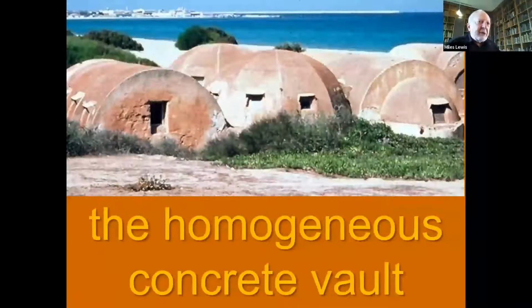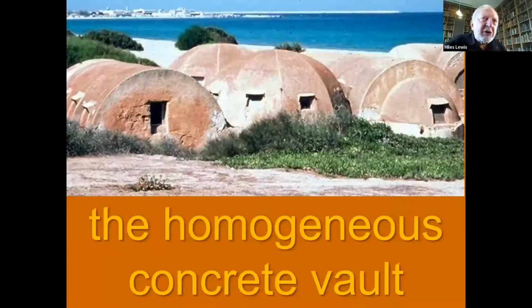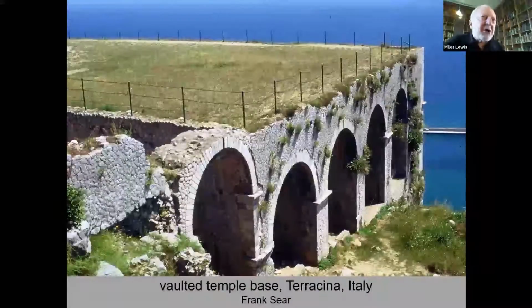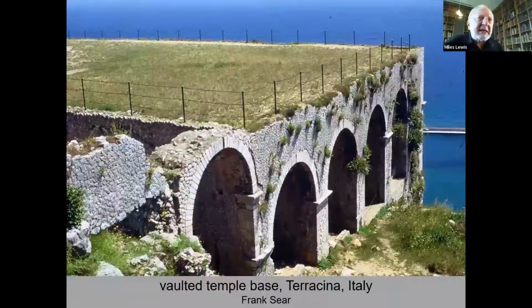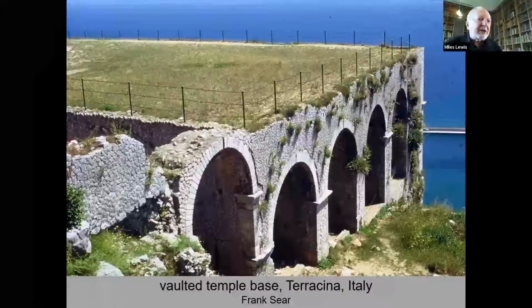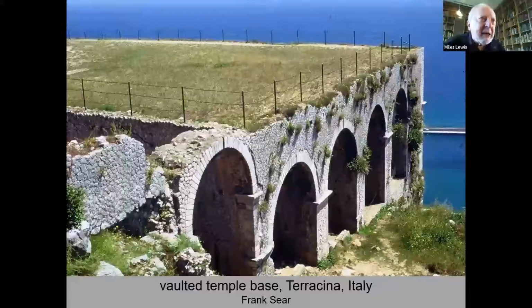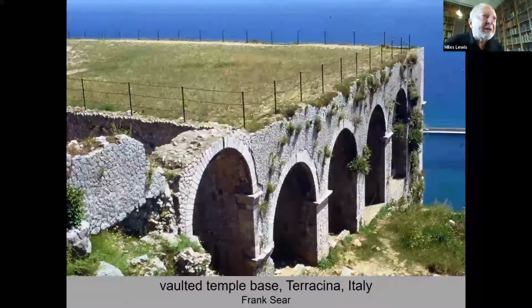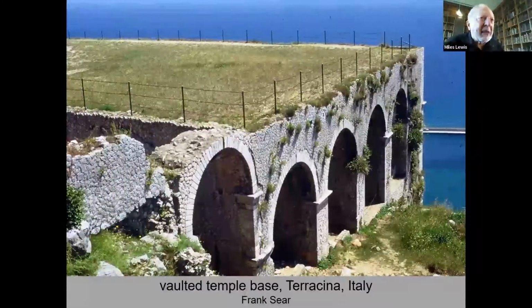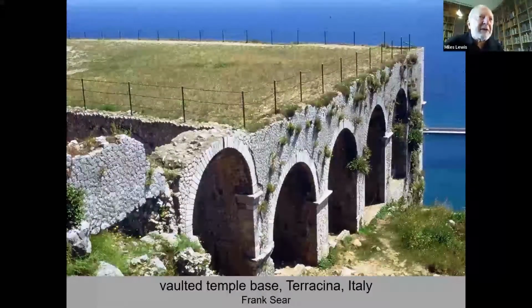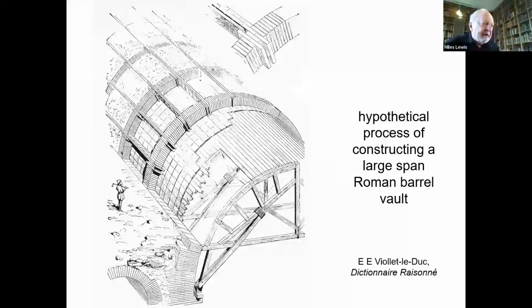Now I want to turn to the idea of vaulting, what I call the homogeneous concrete vault. And it's a bit hard to describe because most of you don't see it. But here's an example where you have this temple base, and although the face at the end appears to be opus incertum, the whole of the structure beneath the grass is solid concrete, and it's forming arched vaults, barrel vaults, cylindrical vaults over the spaces below. And here you see how it might be built.